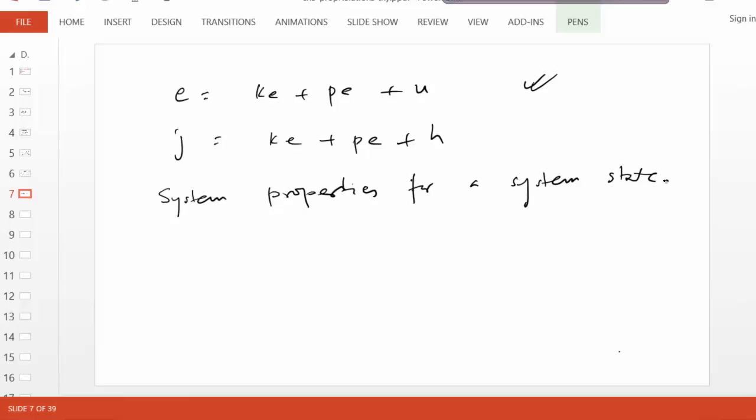And finally, you can find system properties if you know the mass for a system state. How? Suppose the mass is known, therefore what is the total energy? It will be mass times e. What will be total U? Mass times u, specific. What will be total entropy? Mass times entropy, etc.